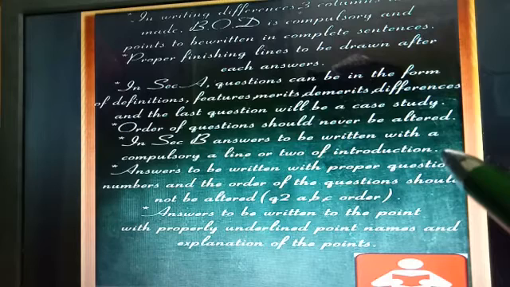Now in section A, questions can be asked in the form of definitions, features, merits, demerits, differences, and the last question of section A is a very short case study, and based on that, 1 or 2 questions can be asked. So this is how section A is written. It can be called a mixed bag of different types of questions. As I told you, it may contain definitions, features, merits, demerits, etc.